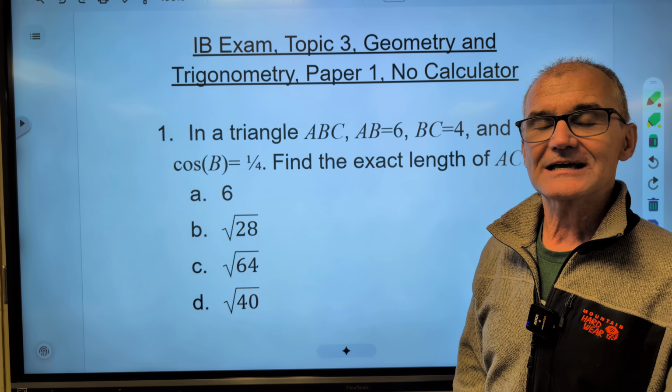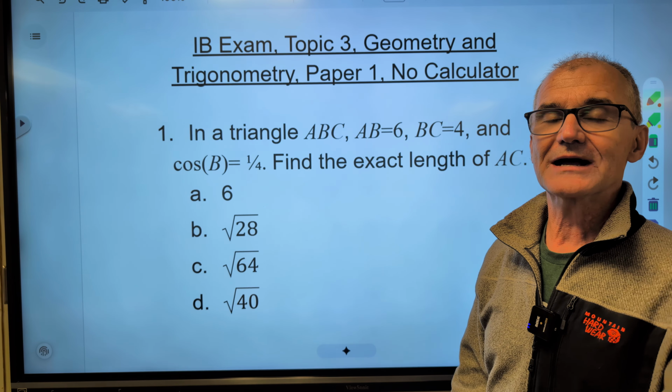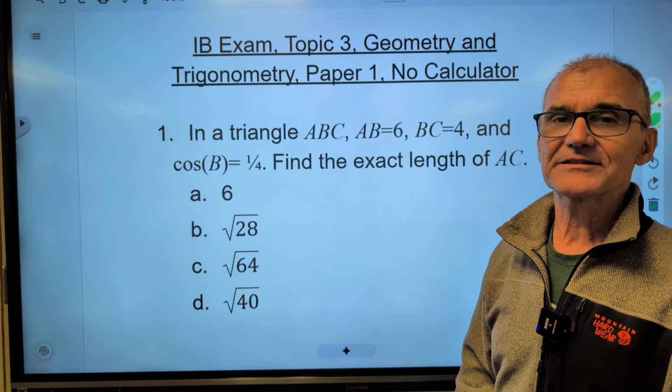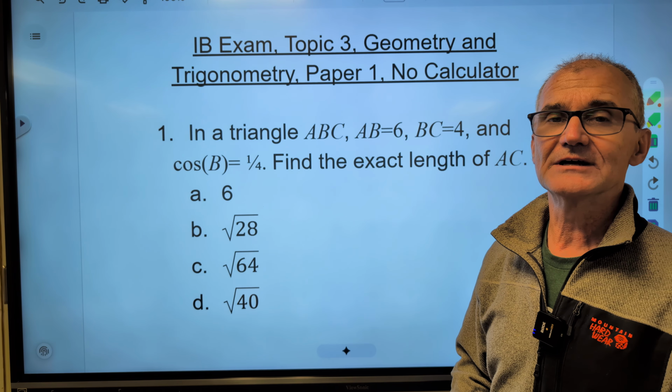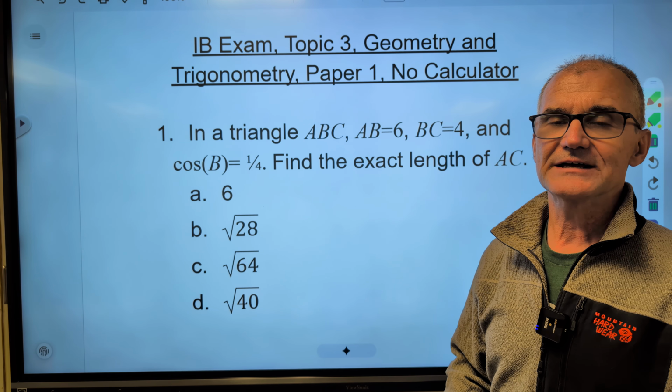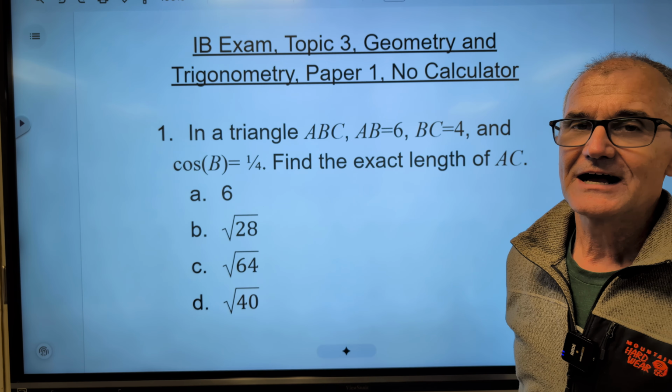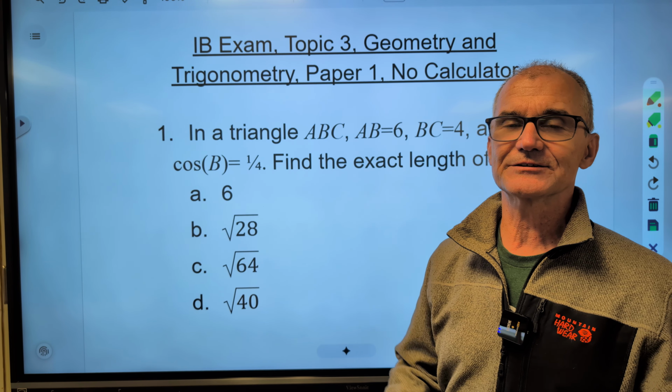I'm here with the practice exam for the International Baccalaureate, the IB Math test. This is for Math SL, standard level, analysis and approaches. It is specifically topic 3, geometry and trigonometry. I just have 4 problems here. They all have little tricks in them.